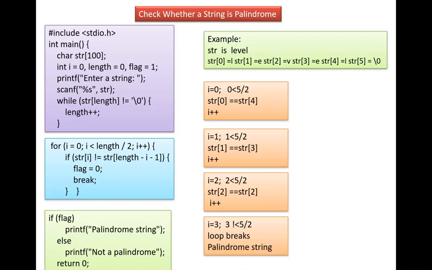So the core part of the logic is this, where i is less than length of the string divided by 2, and inside the for loop you need to check the first and the last, second and the last minus 1, third and the last minus 2, and so on, until you find whether it is a palindrome or not a palindrome.